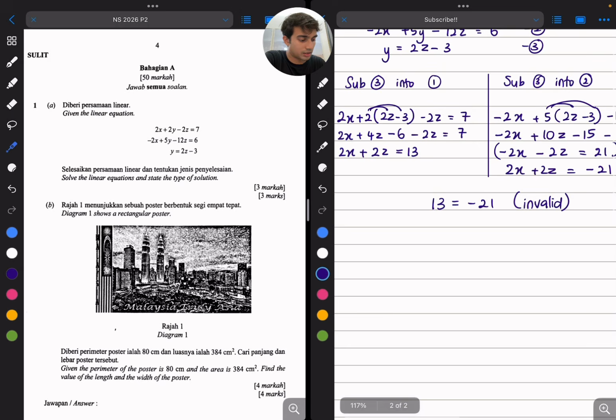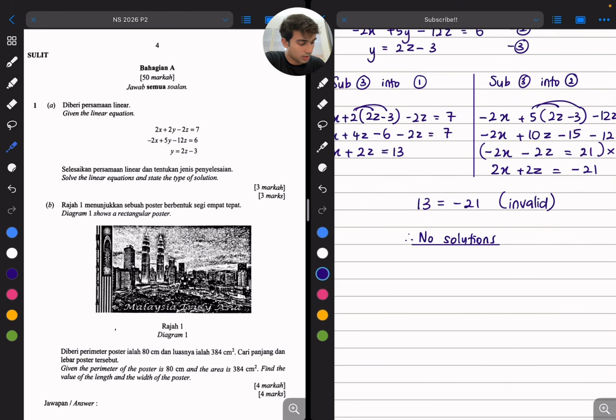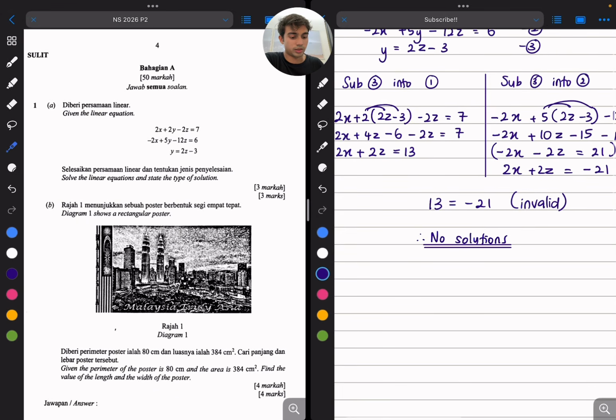Doesn't make any sense. Here 2x plus 2z is 13, and 2x plus 2z is also negative 21. So cannot. So you can say no solutions. This will be our answer, because they're asking us the type of solution. So here we have no solutions. Done.